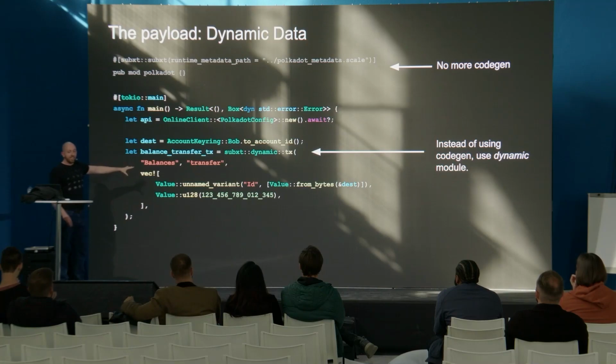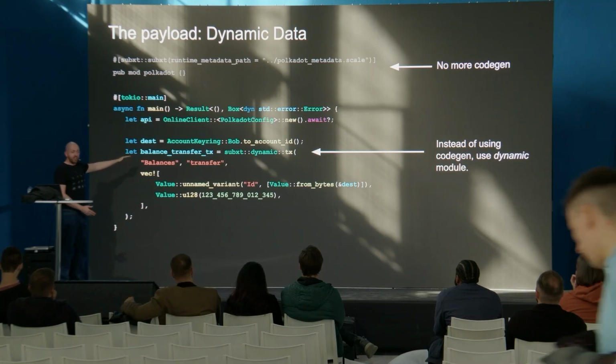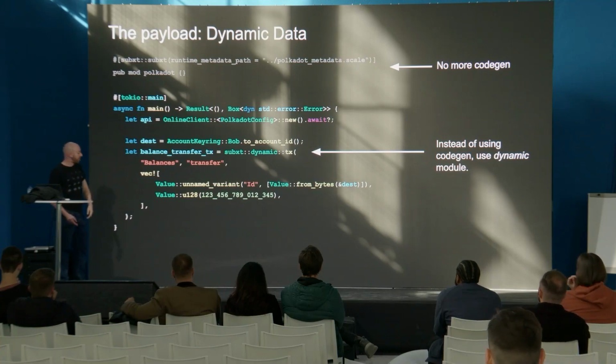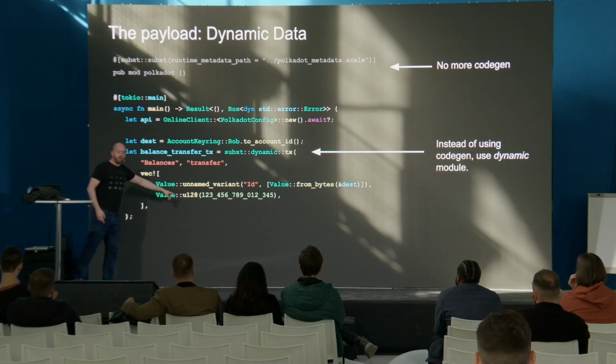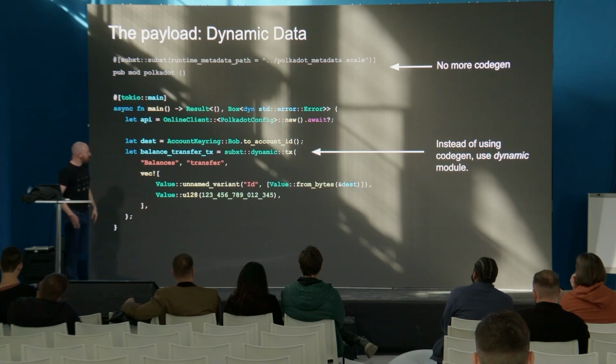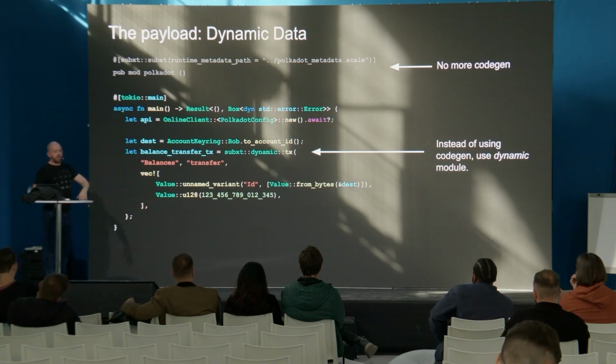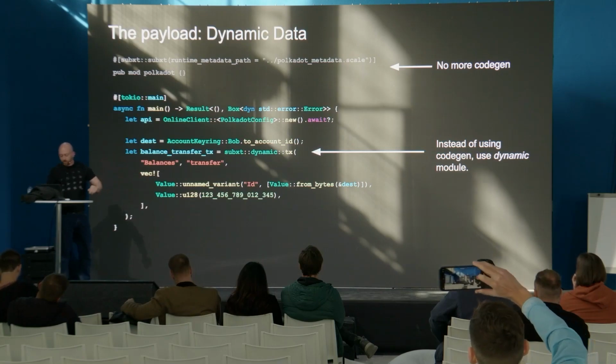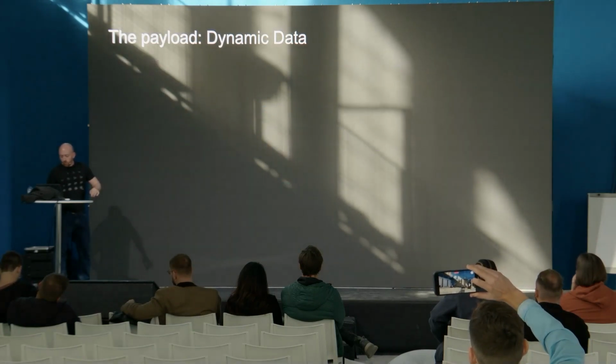And Subxt has no idea, when you're constructing this, whether it's valid or anything, because you could have any number of arguments you want. The arguments can have any kind of dynamic types. But when you try submitting that, well, yeah, basically Subxt has no idea because it's fully dynamic.